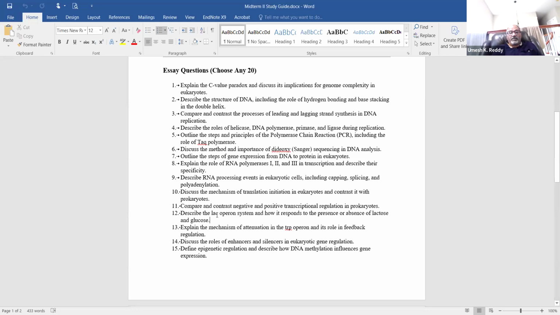LacI synthesizes a repressor protein, and then that repressor binds at the operator. So that's how it is switched off. That switched-off mechanism occurs when there is an absence of lactose. So when there is an absence of lactose, there is no need for the lac operon to function.